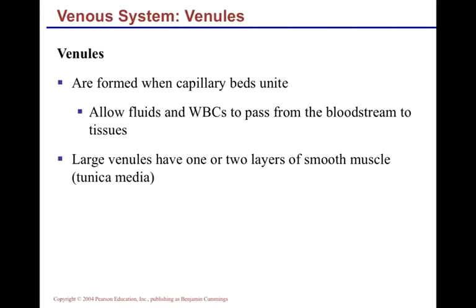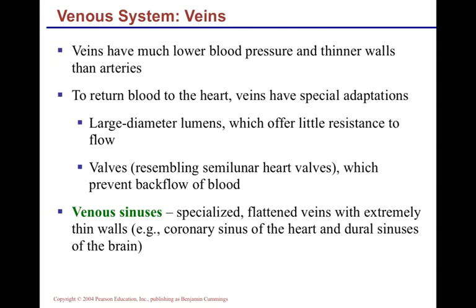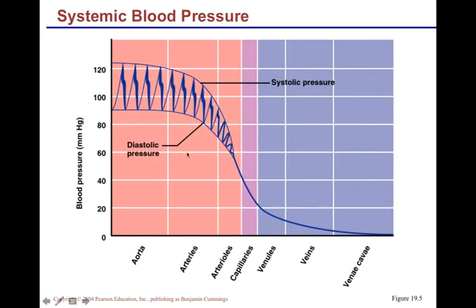So in terms of looking at the blood vessels in terms of blood pressure, it should be no surprise that the further you get away from the heart, the lower the pressure. So if we take a run through the major blood vessels, the aorta is the closest to the heart and therefore has the highest pressure.